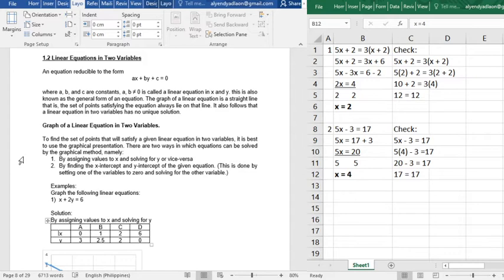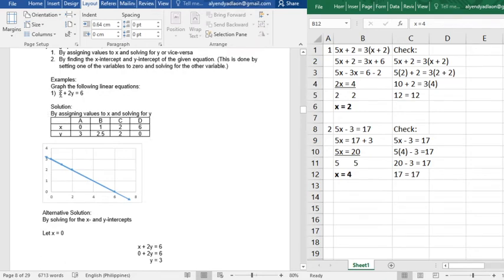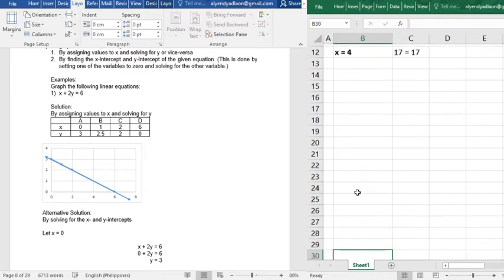Now, let us try our first example. Graph the following linear equation: x + 2y = 6. How do we get our solution set? As I've said, there is no unique solution in a linear equation in two variables. As you can see here in the table, we have many sets of solutions. If you're going to ask where I got these numbers, I only assumed one number. Say for example, I assumed x as 0 to get the y, or you can also assume y to get the x. Now, how do we answer this type of equation?